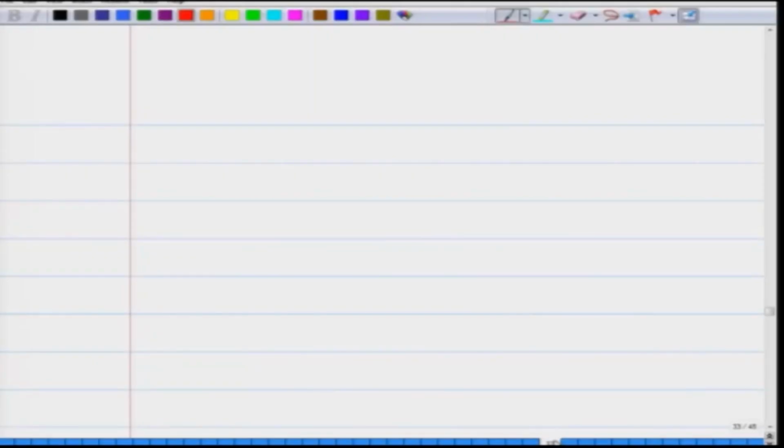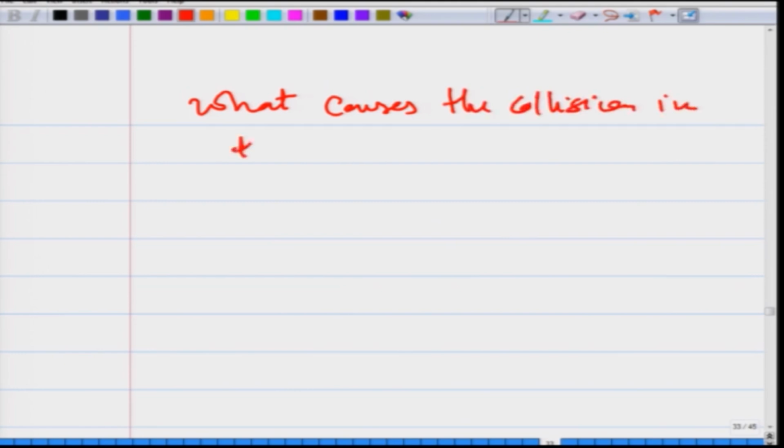So, it is actually not clear what causes the collisions in the metal. In fact, if you make the metal pure, if you make it very clean, you can sometimes reach mean free paths of the order of centimeters. People have reported mean free paths reaching up to a few centimeters.